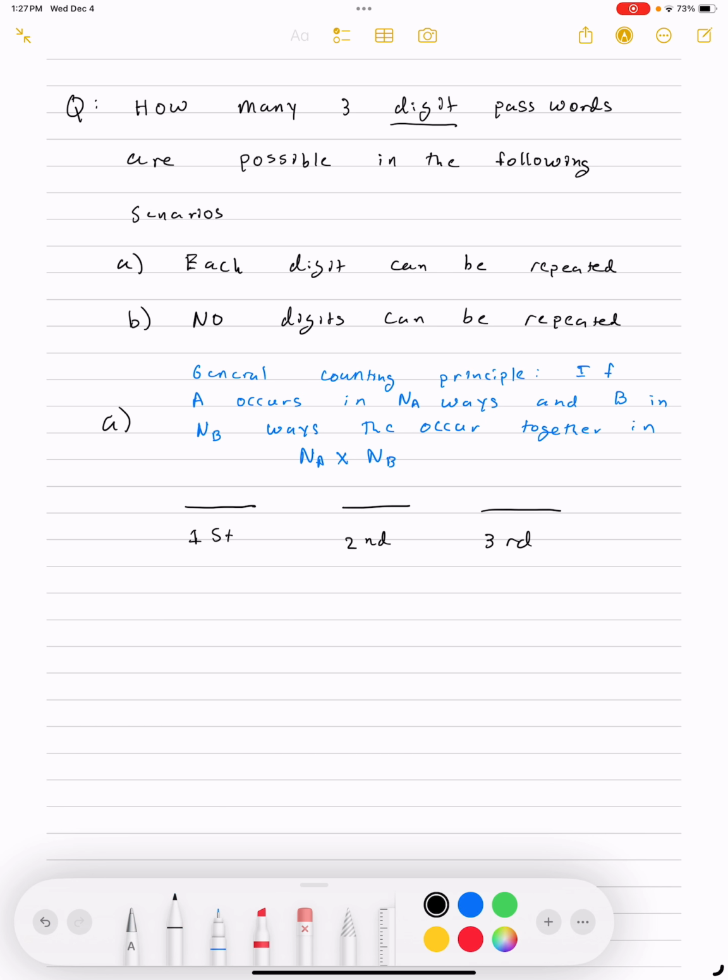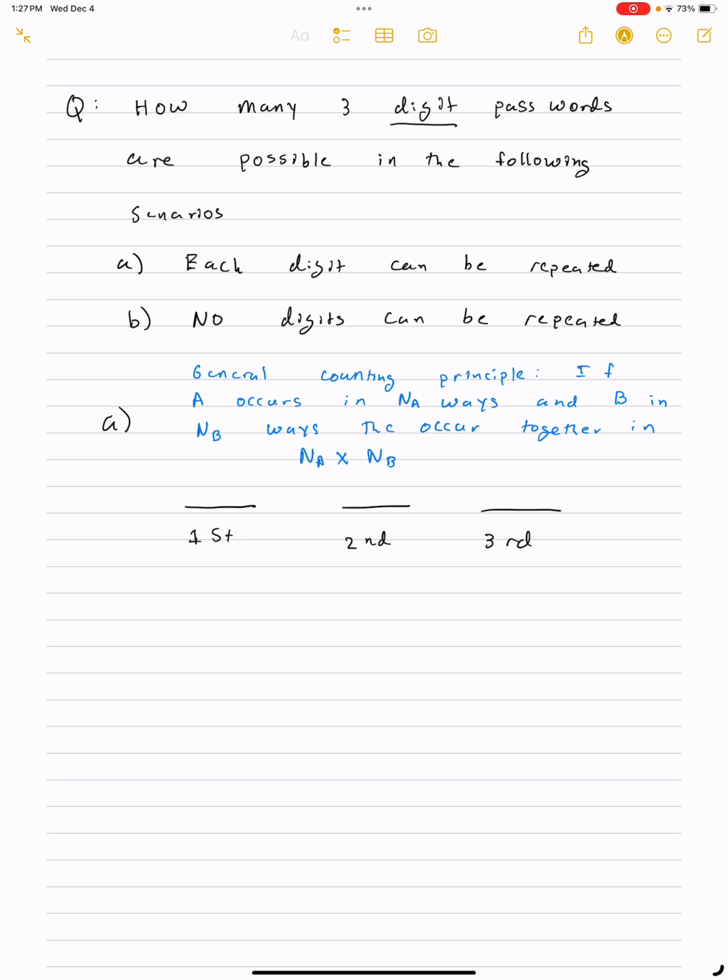is that for this first digit, it can occur in 10 ways. It can be any digit 0 through 9. That's 10 digits. So that can occur in 10 ways for the first digit. The second digit, because we can repeat the digit, also occurs in 10 ways. Now the third digit, or the third event, can occur using the same logic in 10 ways, and so this is 10 to the third possible passwords that we can create.